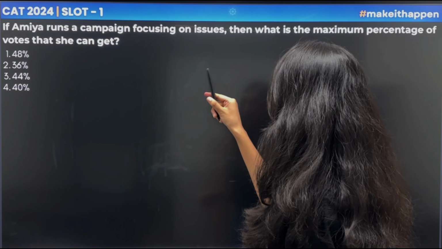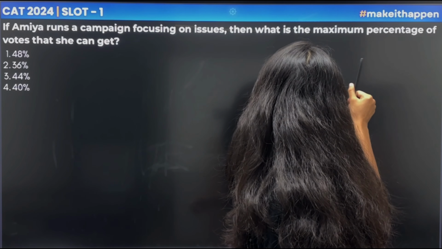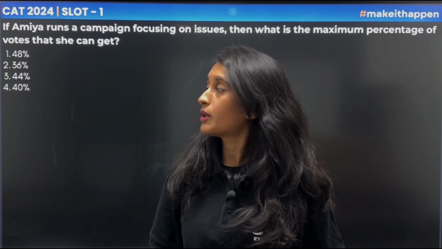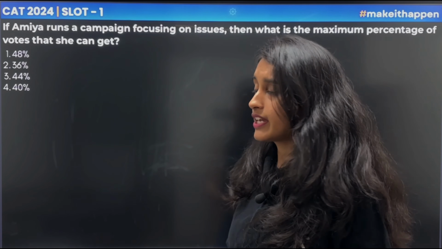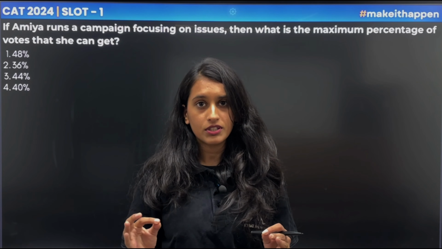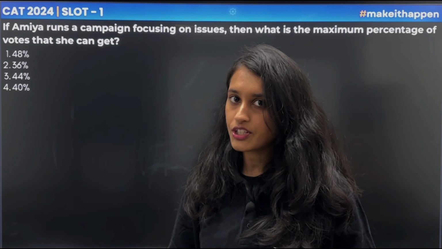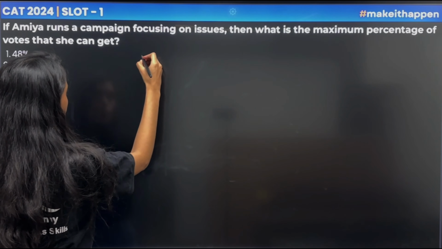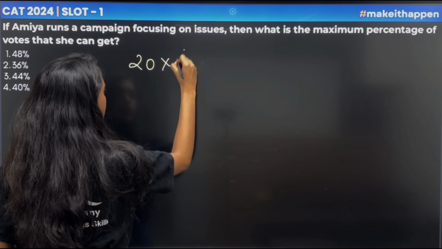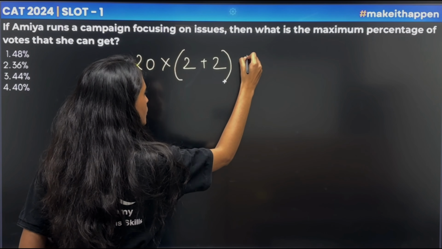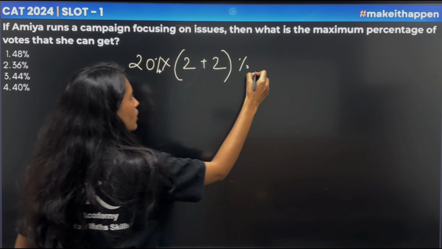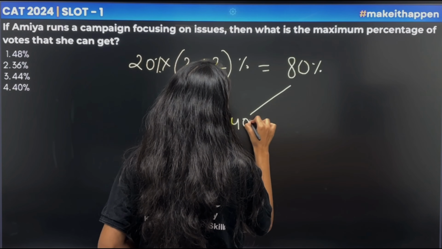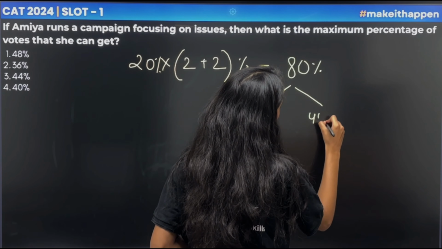If Amya runs a campaign focusing on issues, then what will be the maximum percentage of votes that she can get? Okay, now we are asked the maximum percentage of votes that she can get. So for maximum percentage of votes, we will take a vigorous condition. For vigorous condition, we are given that we have a level of 2. So first of all, it will be a 2 plus 2 percentage, that will automatically be 80 percentage, 40% to Amya and 40% to Ramya.